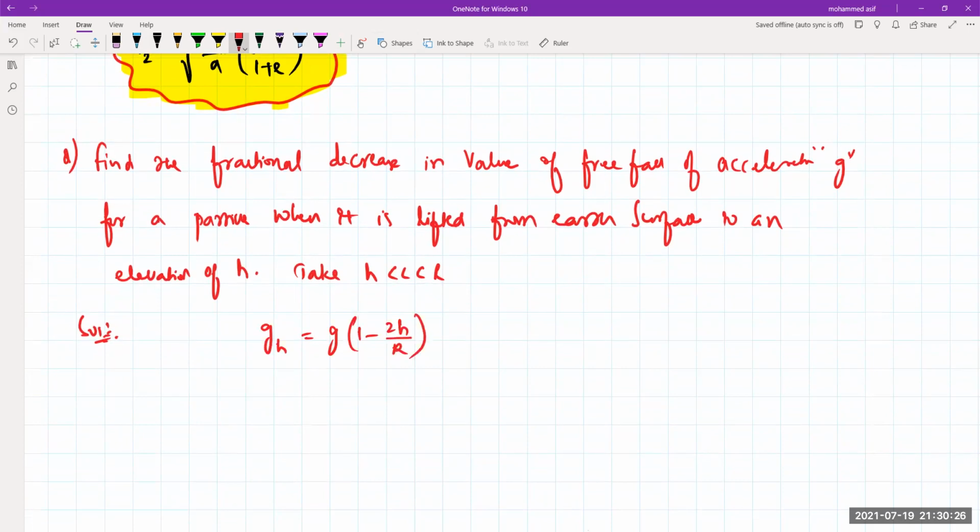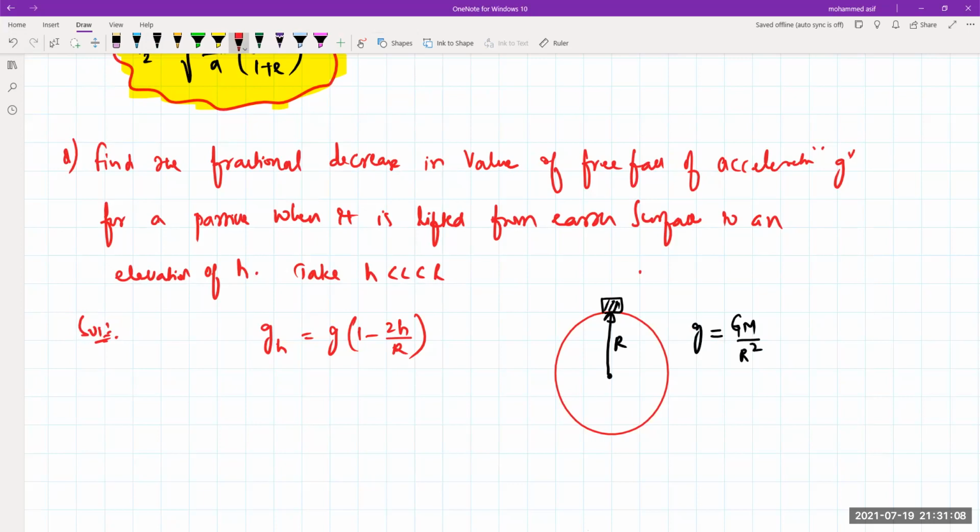Yes. It's the fractional decrease in the value of the free fall acceleration due to gravity for a particle when it is lifted from the earth surface to an elevation of h, that means you are lifting a body like this from the surface, radius r. From the surface, that is, here the body is. Here the acceleration due to gravity, small g, is equal to capital G capital M divided by r squared.